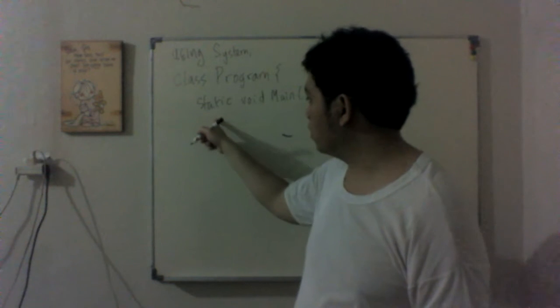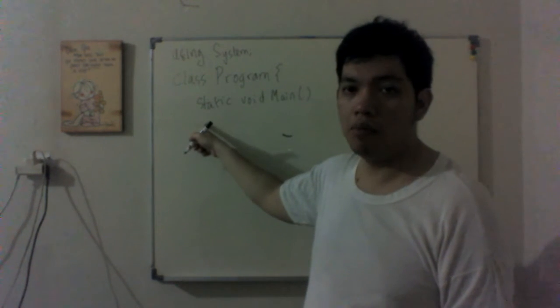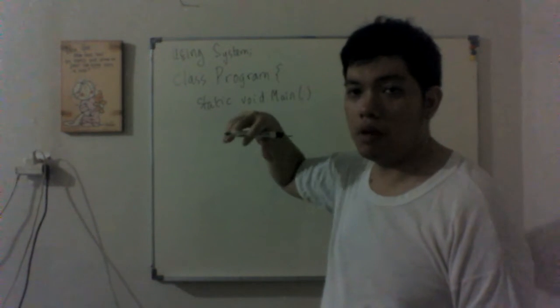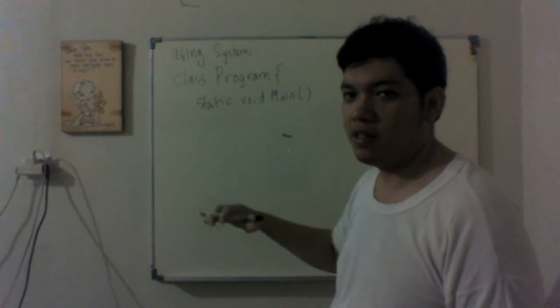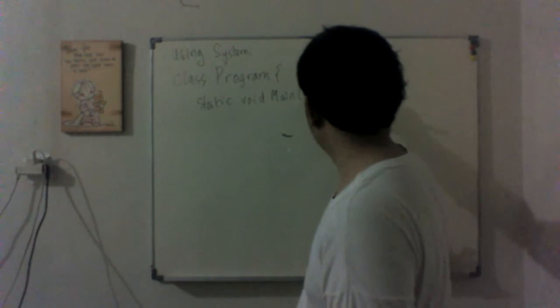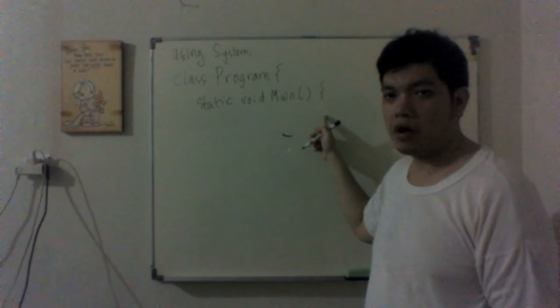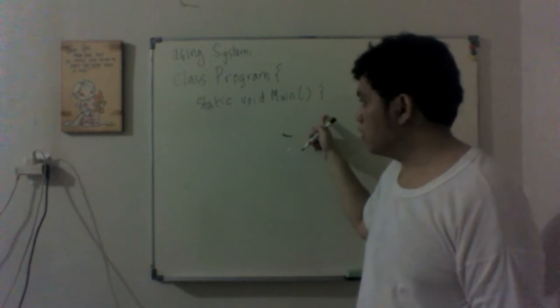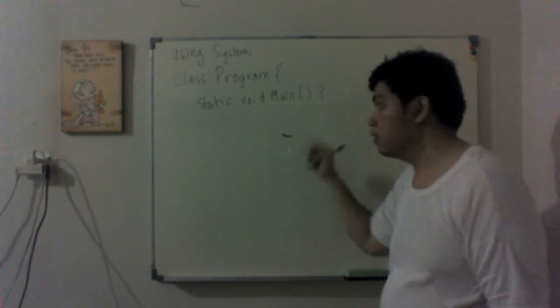Static means it's not a member function of the object, but it's owned by the class and not the object, which is the instance of the class. It's owned by the class. And then we're gonna put an opening curly brace here too for starting the scope of the main function, of the main method.